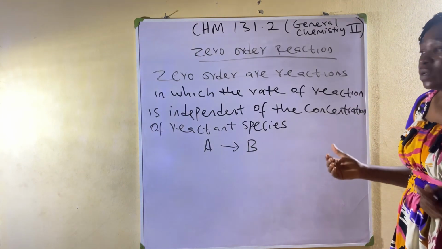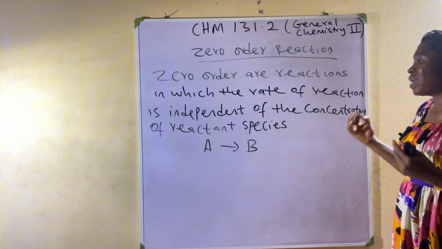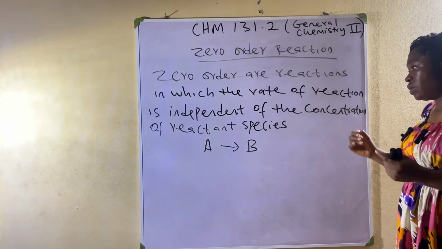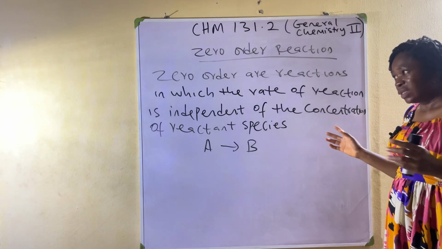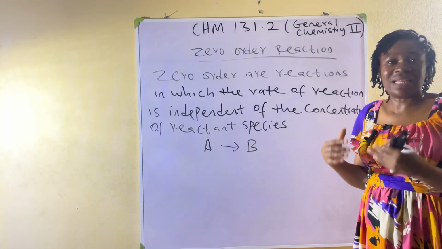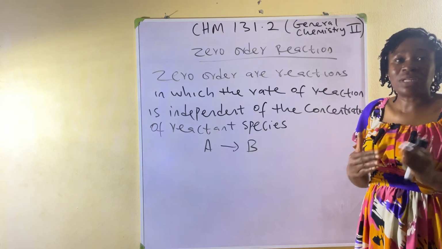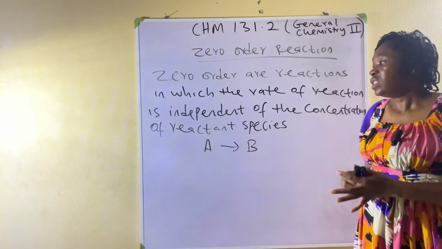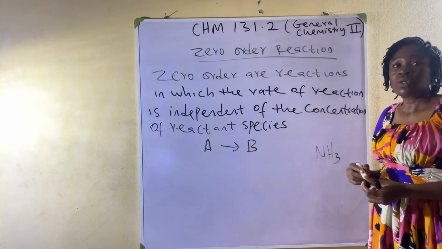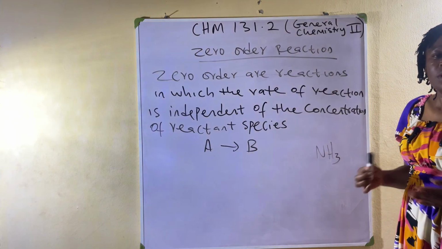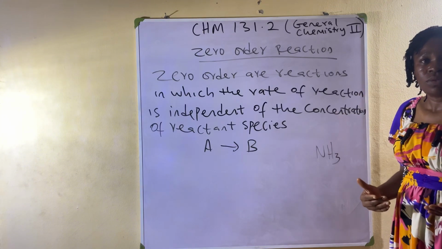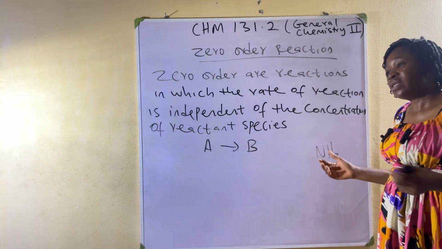What's a zero order reaction? It's a reaction in which the rate of reaction is independent of the concentration of the reactant species. Examples of zero order reactions include photosynthesis in plants, some enzyme catalyzed reactions, and some reactions that take place on solid surfaces. For example, decomposition of ammonia on a molybdenum surface, decomposition of hydrogen iodide on a gold surface, etc.